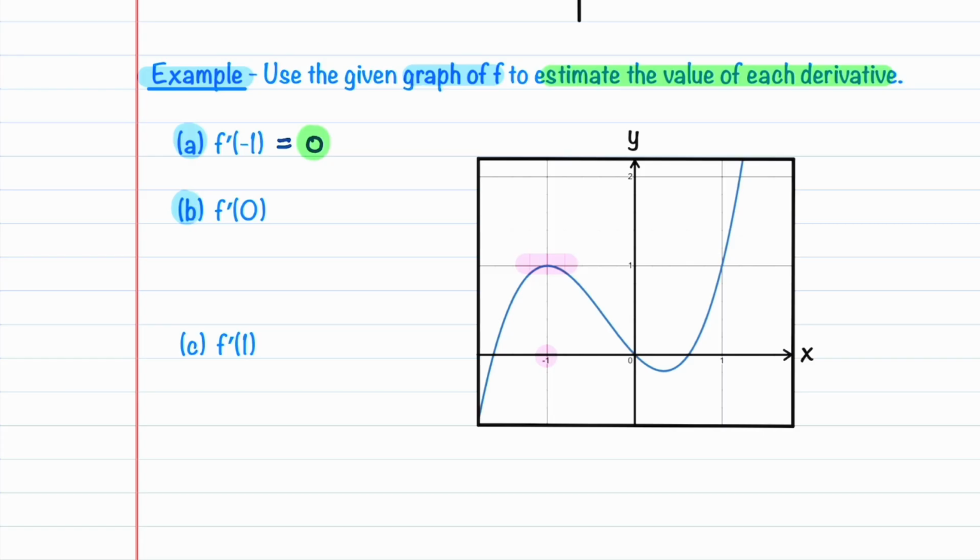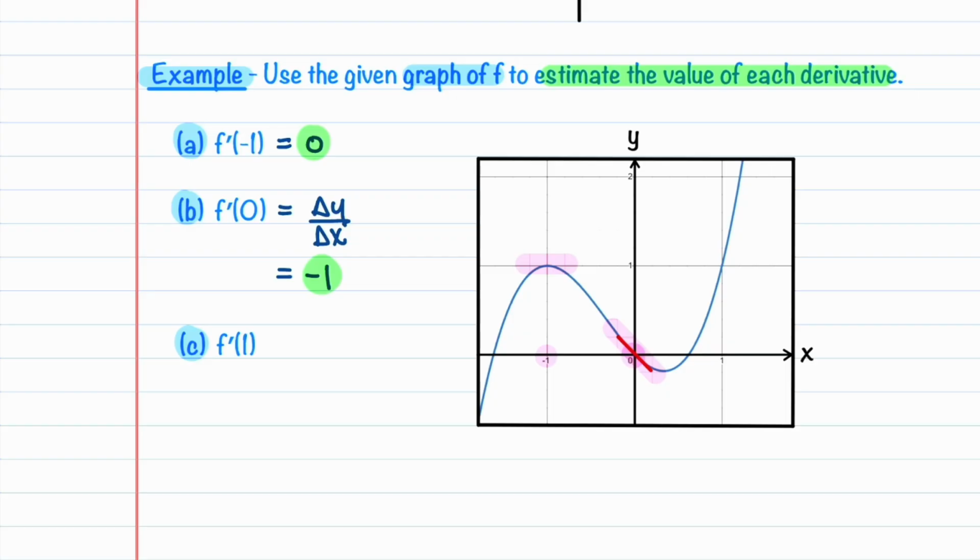Now let's look at part B. We want to find the derivative at x is equal to 0. Here's 0, and the derivative is going to be the slope of this line. Let me go ahead and write this in red so that you can see it easier. Remember that our slope is the change in y divided by the change in x, and from our graph, that looks like it's going to be -1. So our derivative is going to be approximately -1.